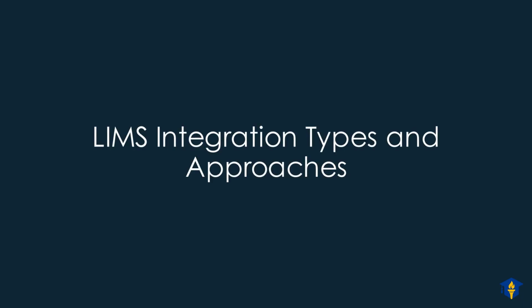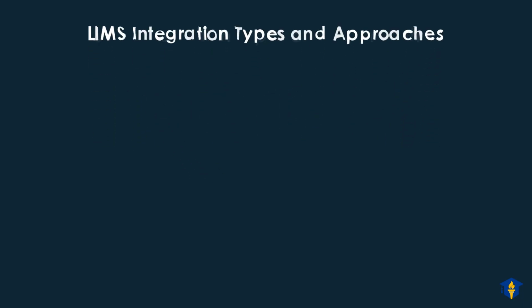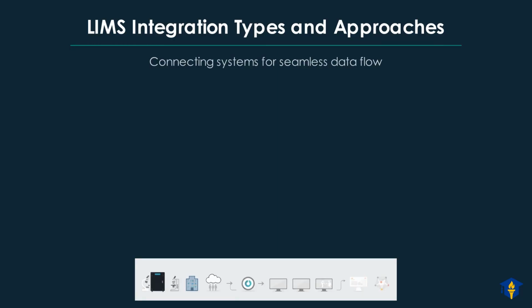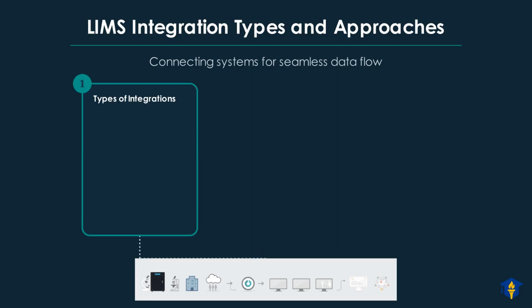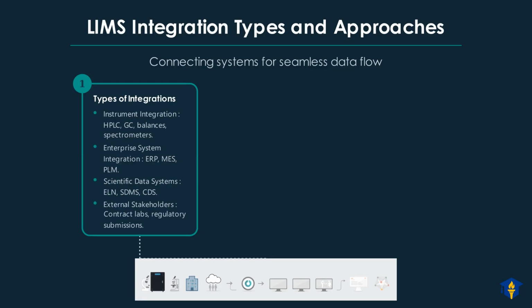We'll now delve into the various LIMS integration types and the different approaches you can take. The primary goal is to connect disparate systems, ensuring a seamless and efficient data flow. Let's first explore the different categories of integrations commonly found in laboratories. This involves integrating laboratory instruments like HPLC, GC, balances, and spectrometers directly with LIMS.